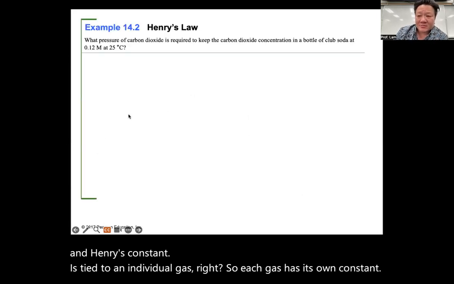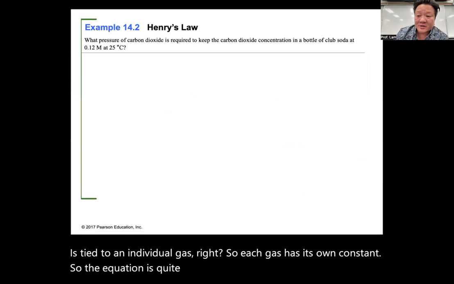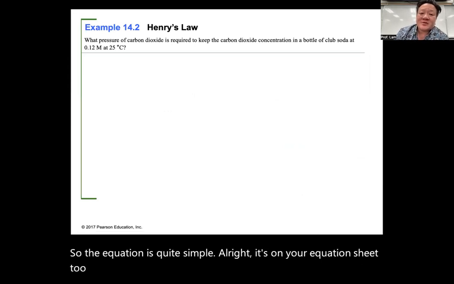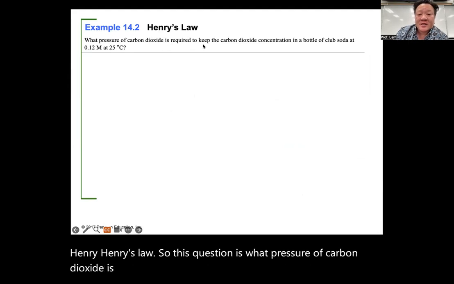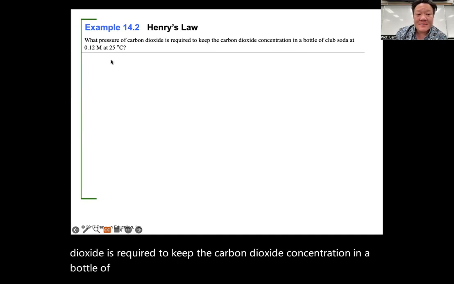So the equation is quite simple, all right? And it's on your equation sheet too, okay? Let's do an example problem so you see how you use Henry's law. So this question asks, what pressure of carbon dioxide is required to keep the carbon dioxide concentration in a bottle of club soda at 0.12 molar at 25 degrees Celsius? Okay, so let me write all this on the board.